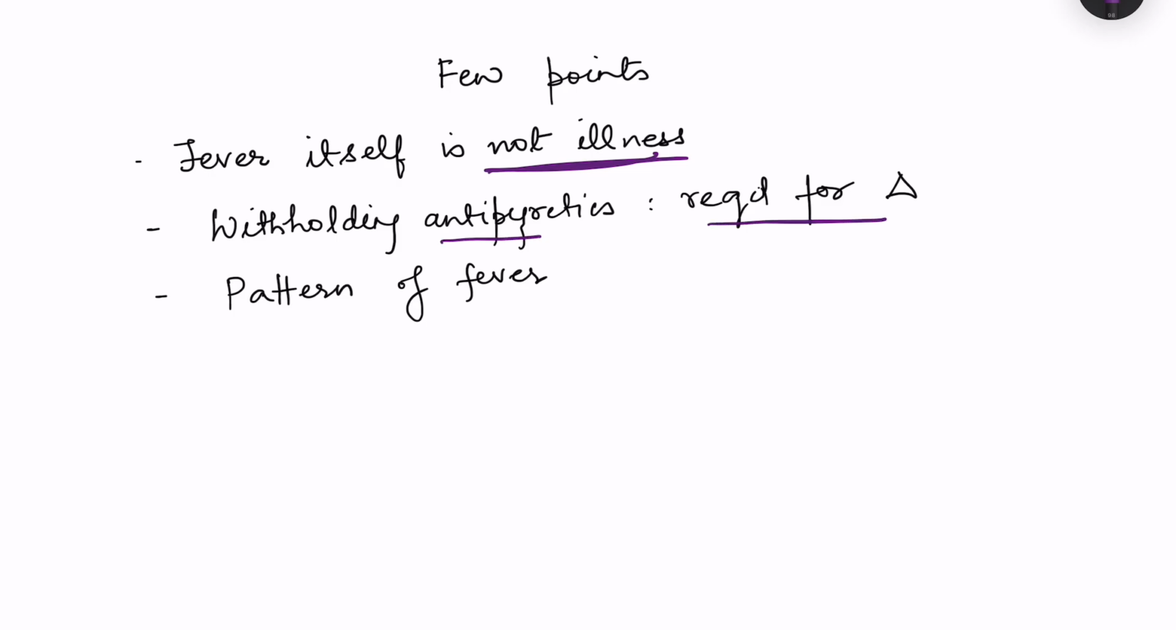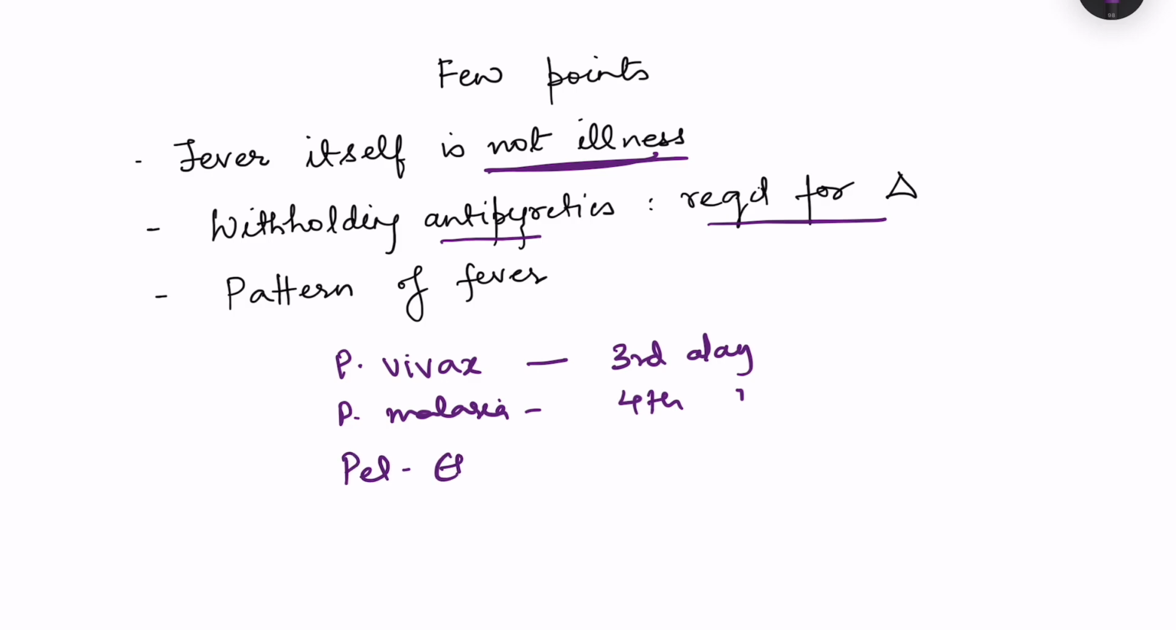Then we also look into the pattern of fever. For example, there are certain diseases with a particular pattern of fever. Say Plasmodium vivax infection, fever occurs every third day. On the other hand, in Plasmodium malariae infection, fever occurs every fourth day. Then there is Pel-Ebstein fever, which is common in lymphomas, Hodgkin's lymphomas and other lymphomas as well.